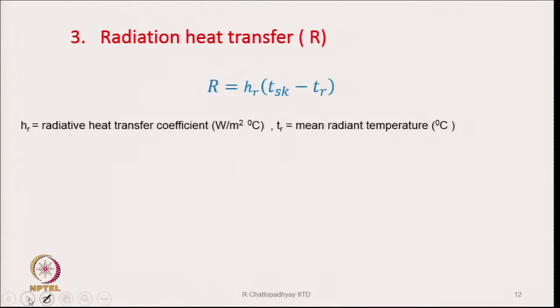The other mode of heat exchange is radiation heat transfer, and that is R equal to h_r into (T_sk minus T_r). h_r is the radiative heat transfer coefficient and T_r is the mean radiant temperature.